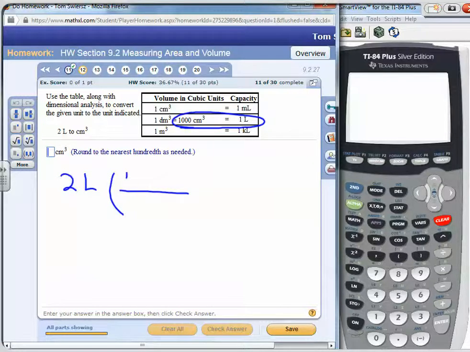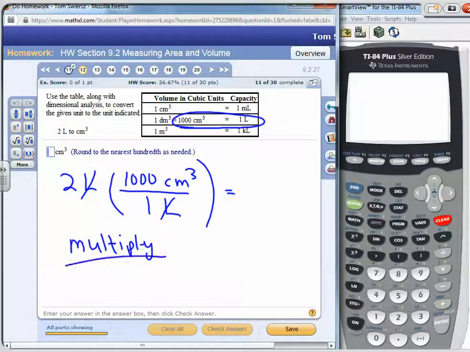So we've got cubic centimeters. We've got 1,000, the prefix. The 1 liter goes in the denominator, so liters cancel. And so again, the number 1,000 is in the numerator, so we're going to multiply. Dimensional analysis, so we've got a 2 and 1,000 in the numerators, multiply by 1,000 and you get exactly 2,000.